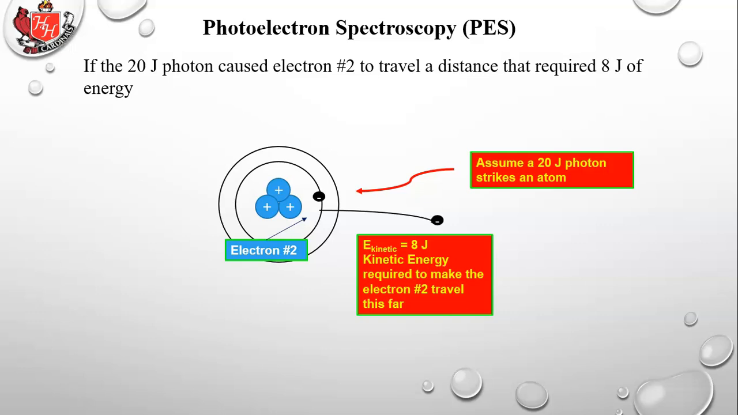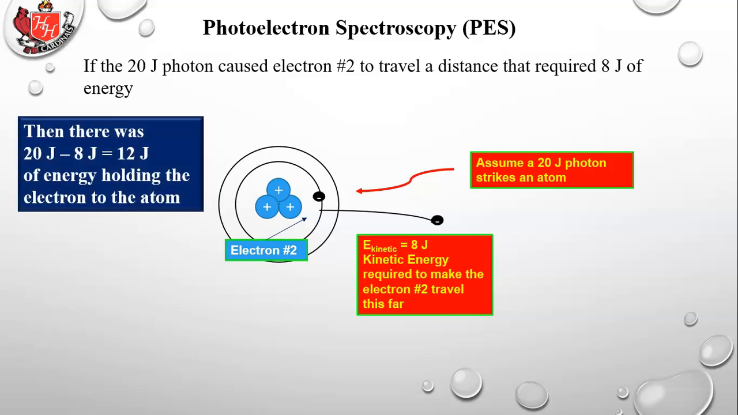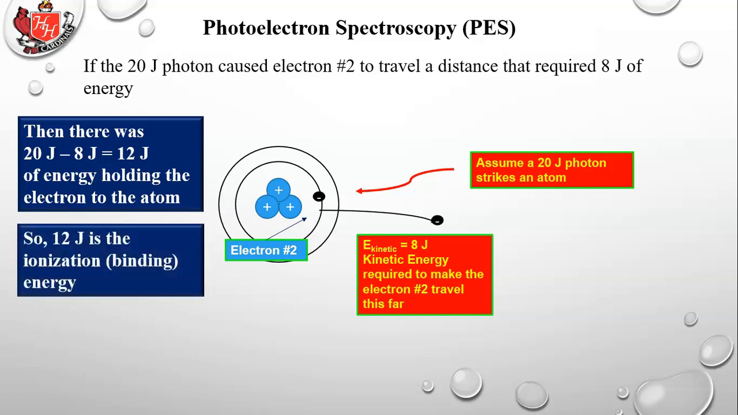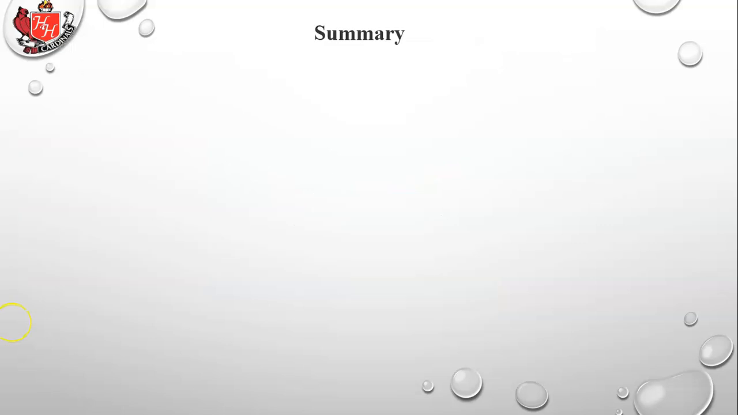That's the second ionization energy, and it's greater than the first ionization energy because that electron, the one you're seeing right there, was held more tightly to the nucleus. It didn't have any screening electrons, and it was basically held fully by those 3 protons there. So 20 minus 8 equals 12 joules of energy holding the electron to the atom. So 12 joules is the ionization energy, also the binding energy.